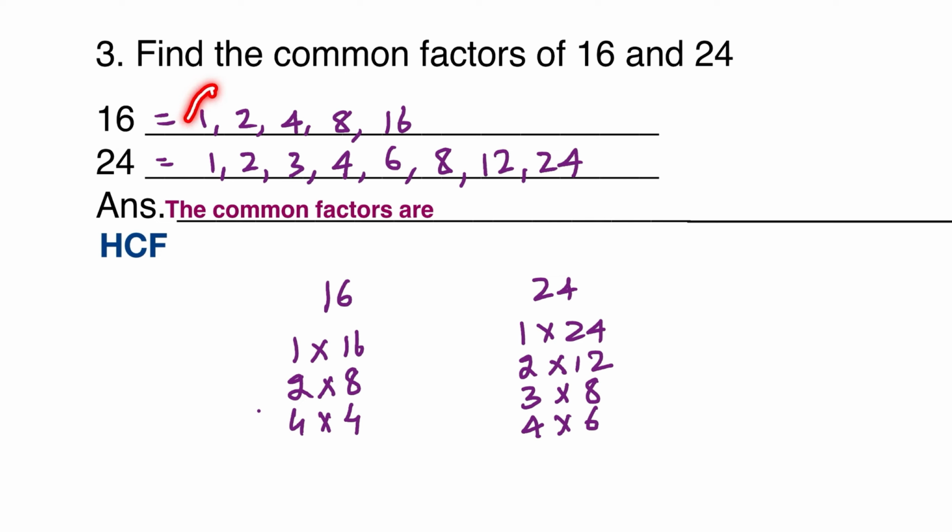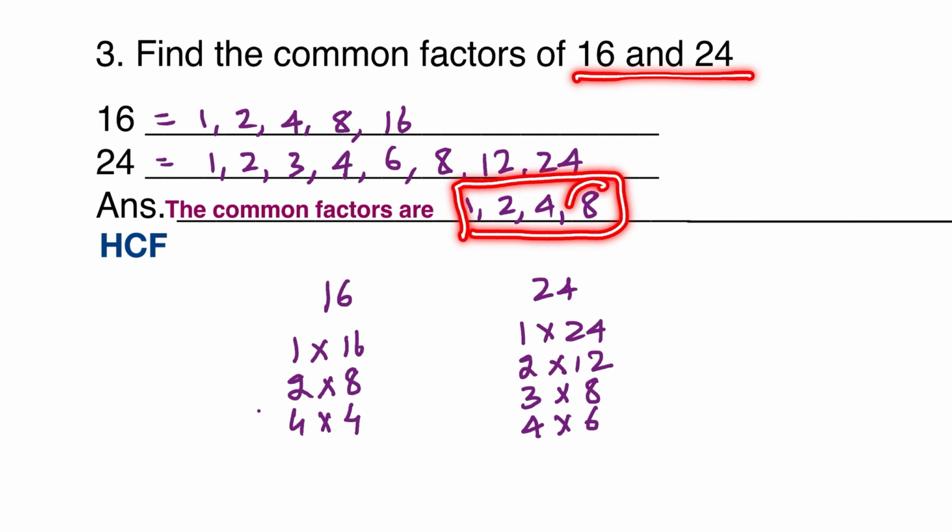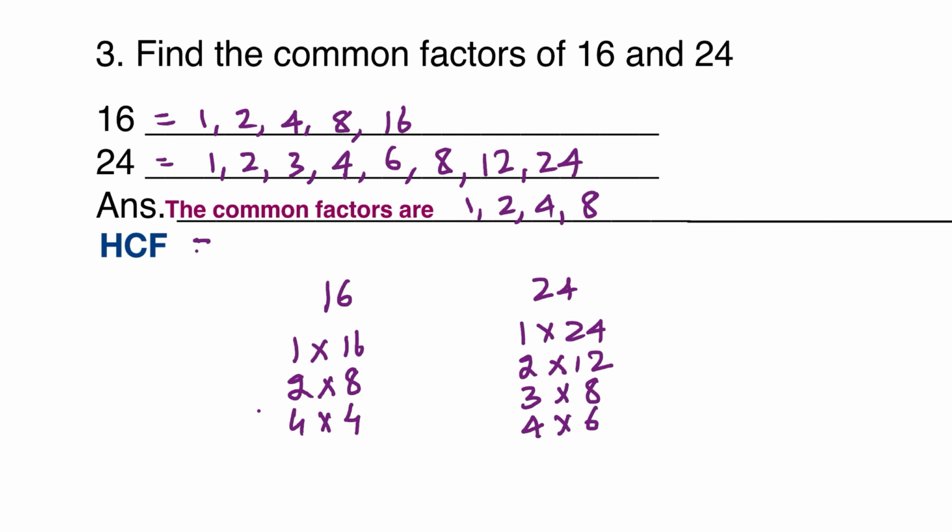Which are the common ones here? 1, 2, 4, 8. Oh, so many are there. 1, 2, 4 and 8. Is that all? Yes, that's all. So what is the highest common factor of 16 and 24? Highest out of all the common factors is 8. So the HCF of 16 and 24 is 8.